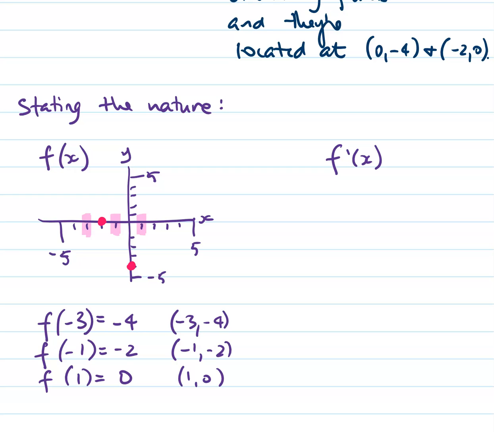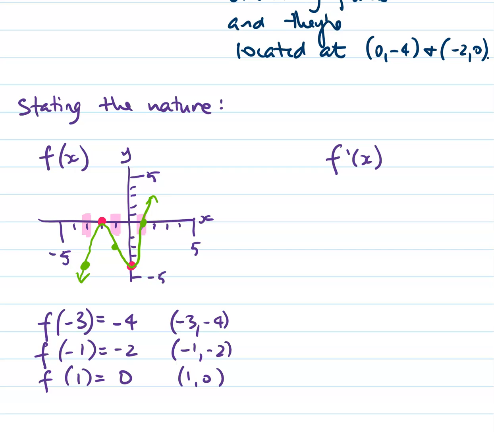Negative 3, negative 4 is going to go here. Negative 1, negative 2 is going to go here. And then 1, 0 is going to go here. Fantastic. So I can now see that I must have a shape that looks something like this, which proves that those two stationary points are indeed turning points.